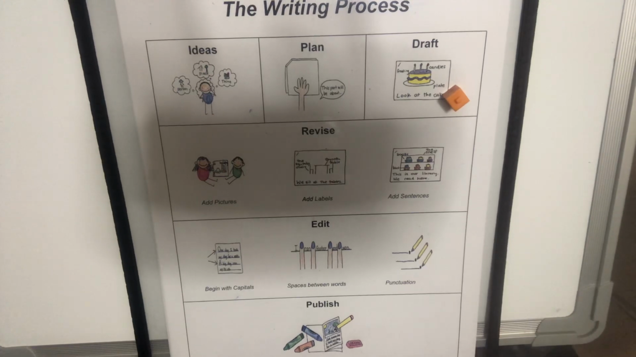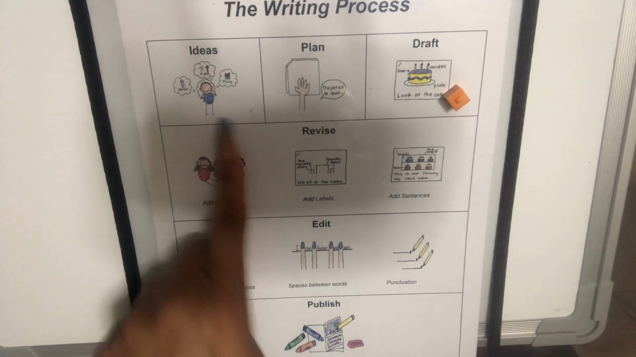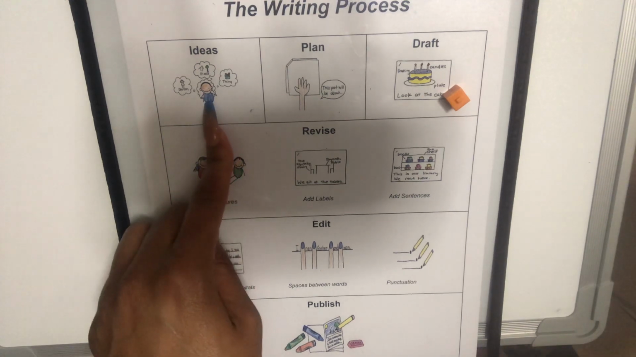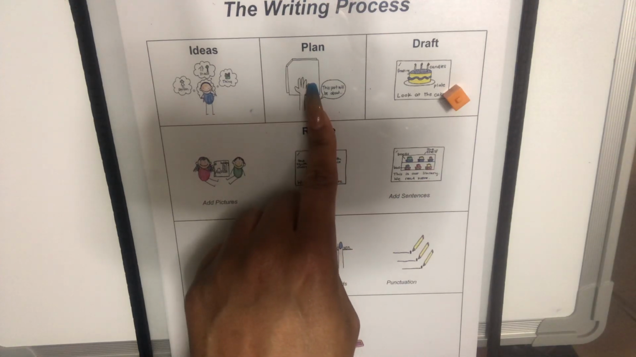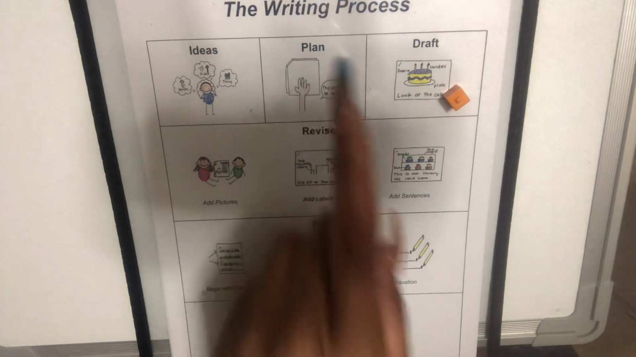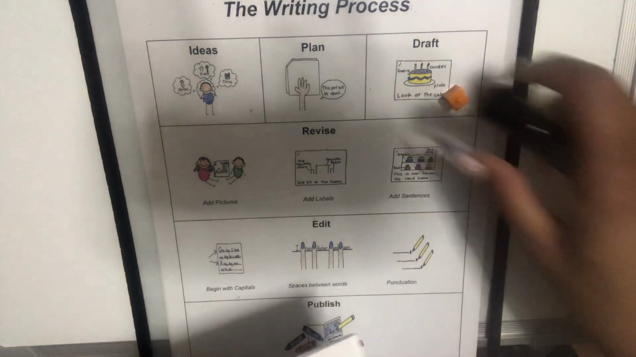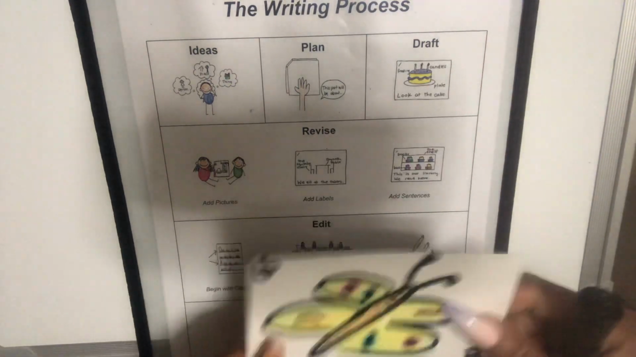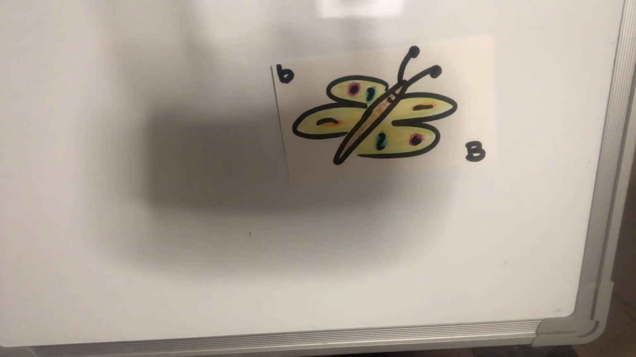Today we are going to look at our writing process chart and remember what we did yesterday. We came up with an idea about either a person, a place, a thing that we know and love. We touched and told what we were going to put on each page, and we drew pictures. So for Miss Allen's book this week, I decided that I was going to teach you all about butterflies.